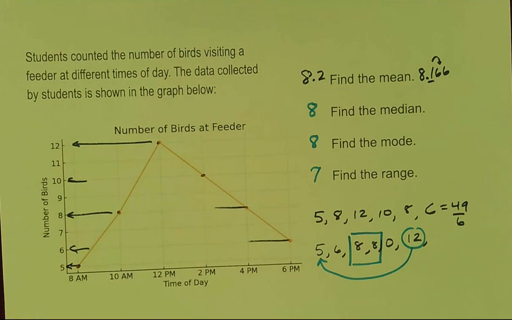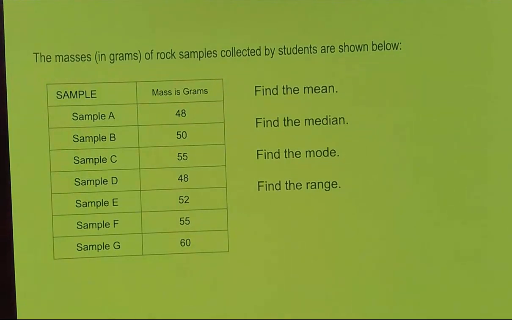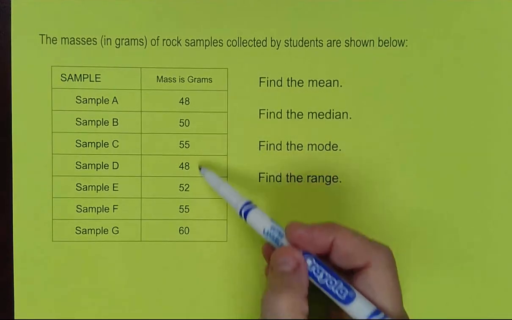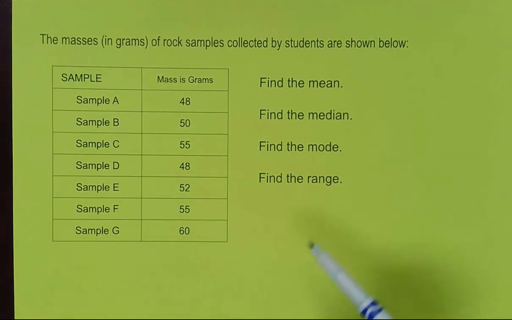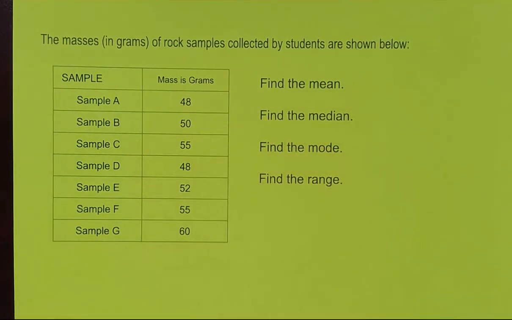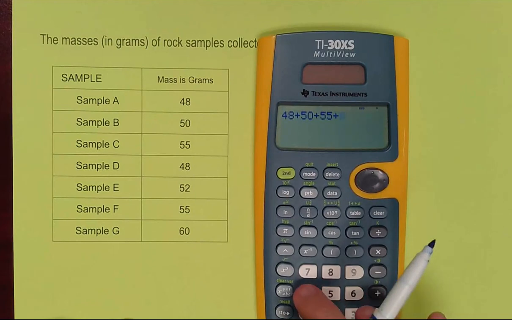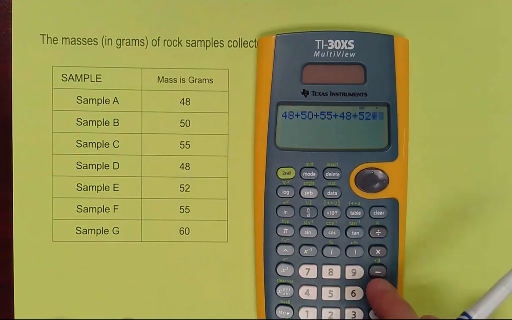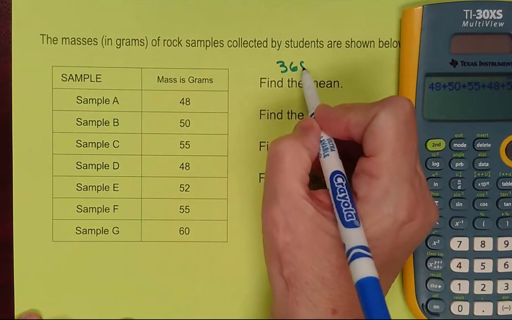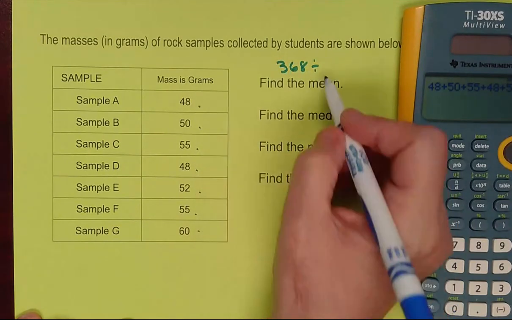Let's look at another example. This one, we have masses of rocks measured in grams collected by students. Same thing, we have data represented in a table, and we're going to find the mean, median, mode, and range. To find the mean, we're going to add these numbers: 48, 50, 55, 48, 52, 55, and 60. I get a sum of 368. We'll divide that by 1, 2, 3, 4, 5, 6, 7 numbers.